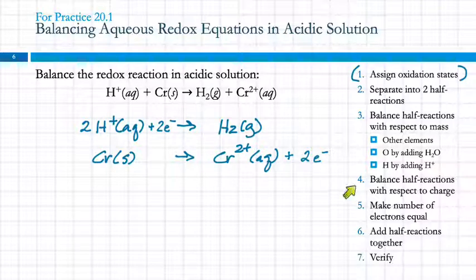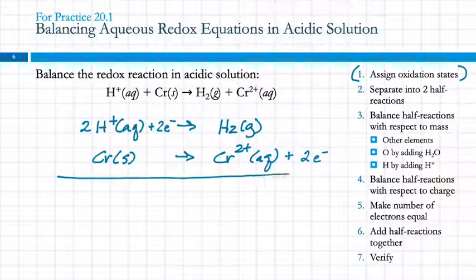So that's step 4. Step 5, make the number of electrons equal. Well, this one has 2 electrons and that one has 2 electrons, so that one worked itself out. Step 6, add the half reactions together. So what I'm going to do now is I'm going to add these 2 back together.